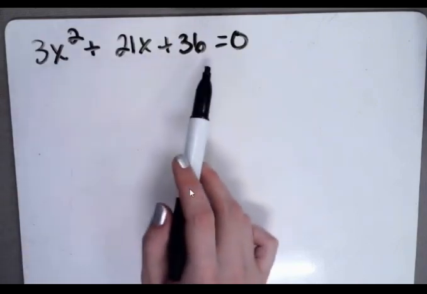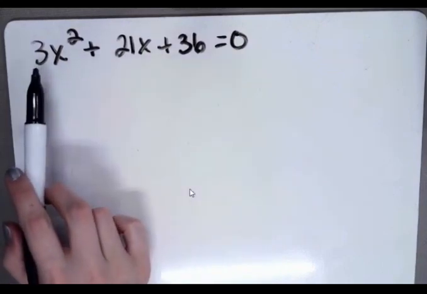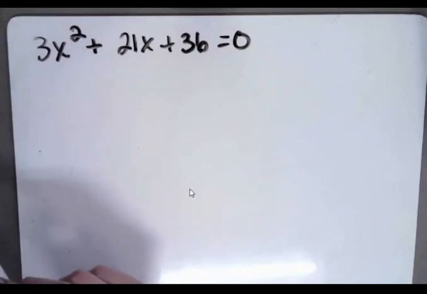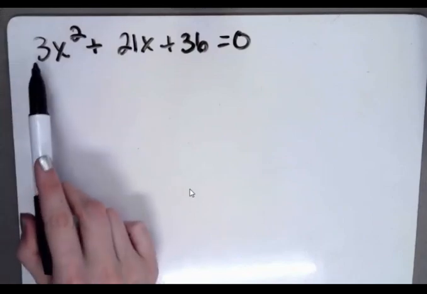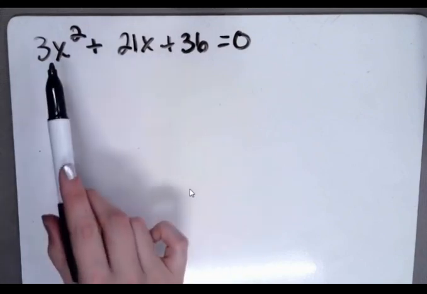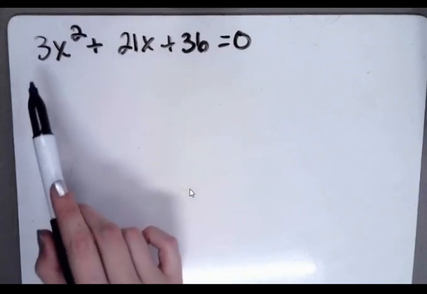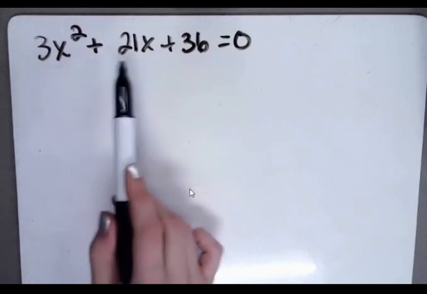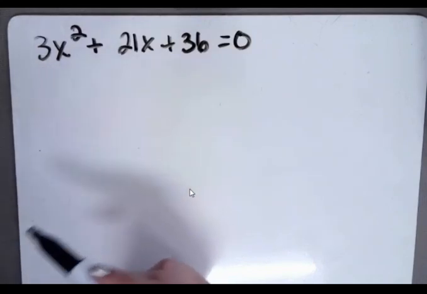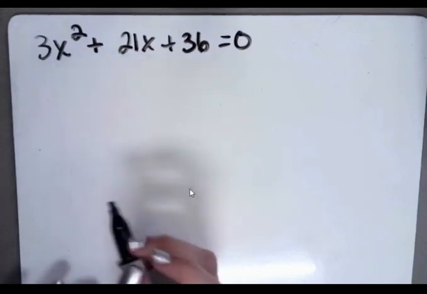Sometimes I do have an additional step to do at the beginning of my factoring. You'll notice that for this equation, a in the front is not 1. It has to be 1 in order for us to do our factoring. But I do notice that all of these numbers, a, b, and c, are divisible by 3. They all have a greatest common factor of 3. So I'm going to start by factoring out that 3.